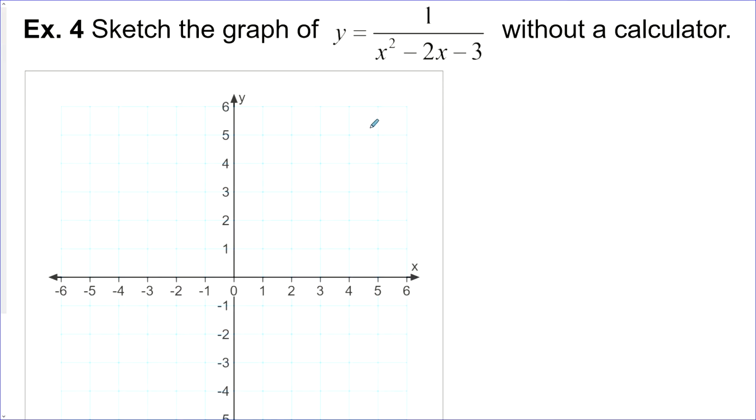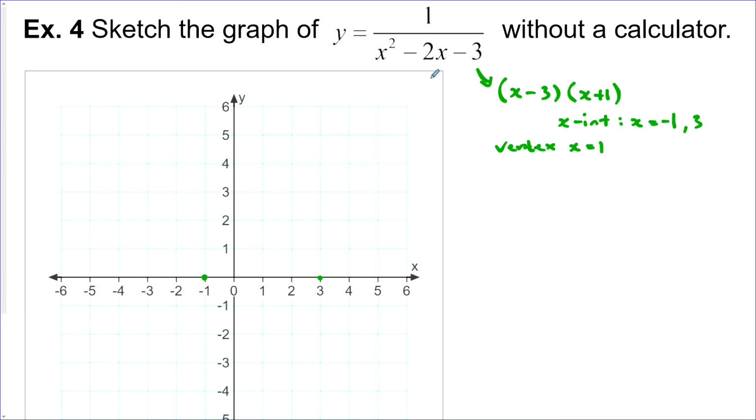What's this? We've got the reciprocal of a quadratic. And we didn't even sketch the quadratic yet, so let's get on that. To sketch this, we probably would like to find the x-intercepts. So if we factor this, we've got x minus 3 and x plus 1. That means our x-intercepts would be at negative 1 and positive 3. So I'll mark those on the graph here. Our vertex should be halfway in between those two, so that would be at x equals 1.